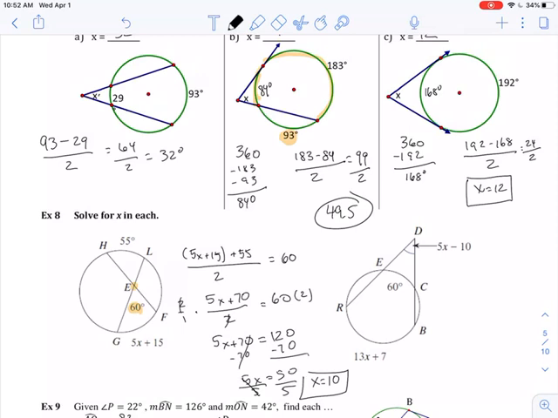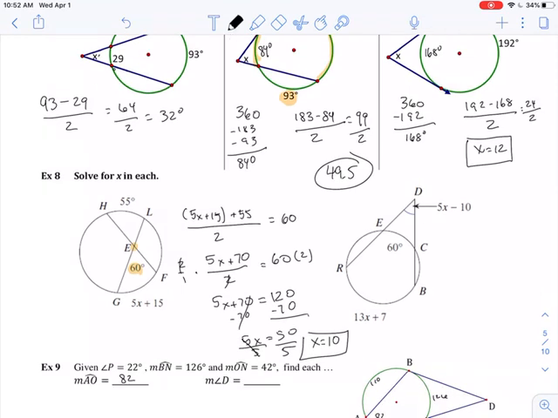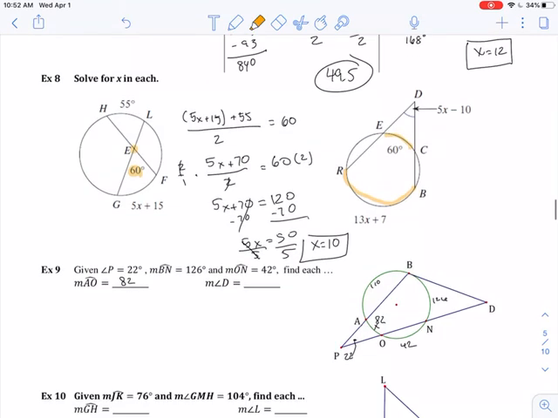Okay? I'm going to let you do this one on your own, but it's the same idea, right? They're giving me this arc and this arc, and it's going to equal, so 13x plus 7 minus 60 will equal 5x minus 10. And then go ahead and solve that equation. And again, the notes are posted online, so you can see if you got that right or not. If you have questions, you can always contact us.